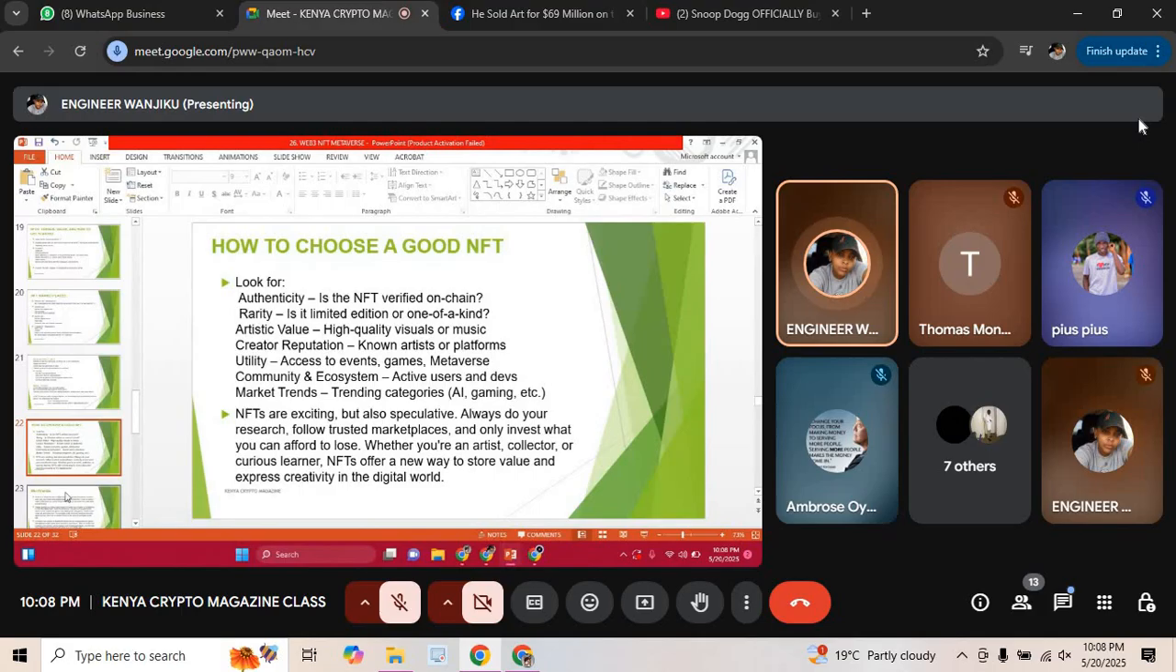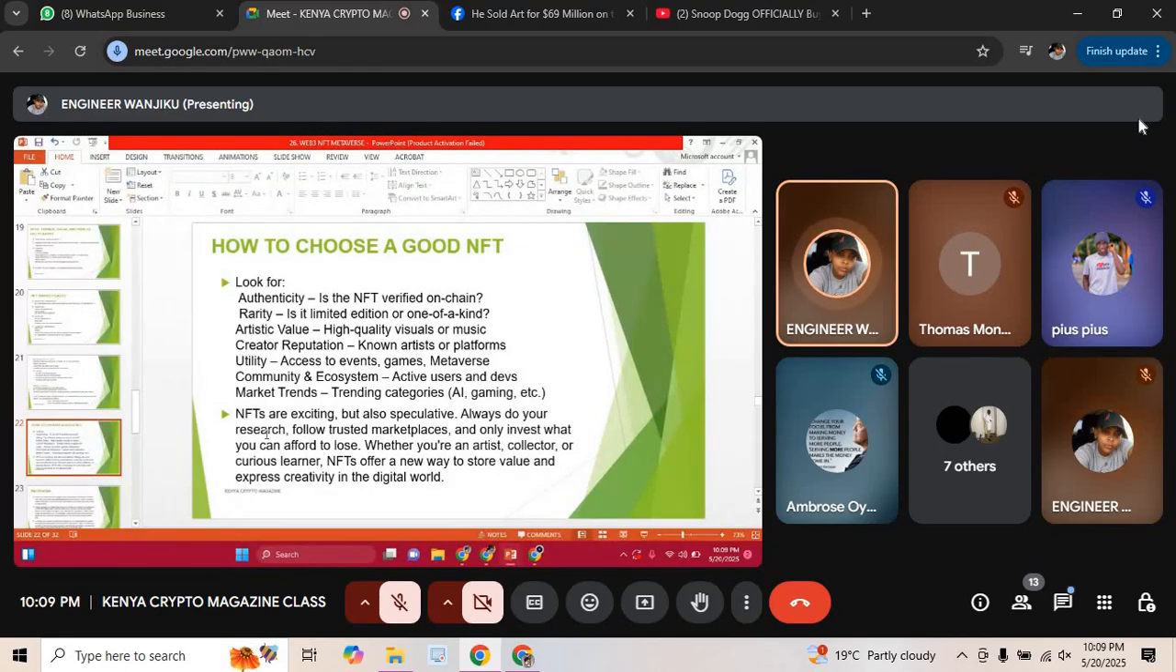So how to choose a good NFT? I don't feel that this is important to look at, because we've just concluded that investing in an NFT in the 2025 bull run is not that profitable, unless you want to support an artist or you also want to just have a store of value. But anyway, just to quickly go through this, how to choose a good NFT.